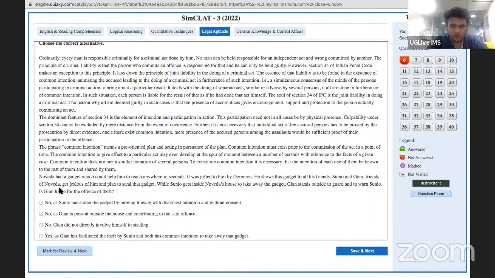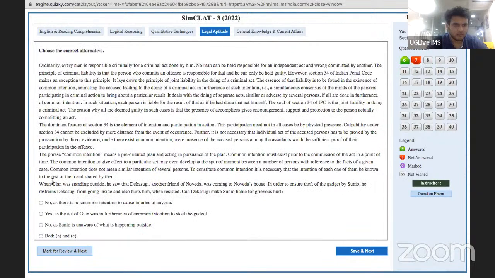So this shows they get jealous and plan to steal the gadget, but someone gets inside the house, and outside the garden, facilitated. So this will be D, no doubts. Okay guys, let's do it quickly.